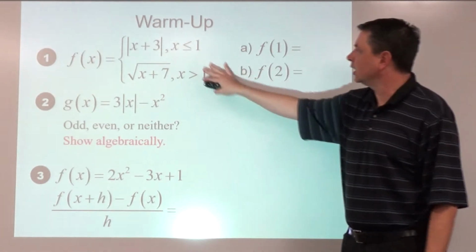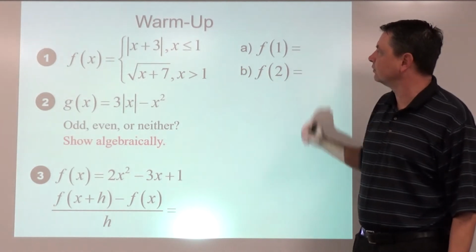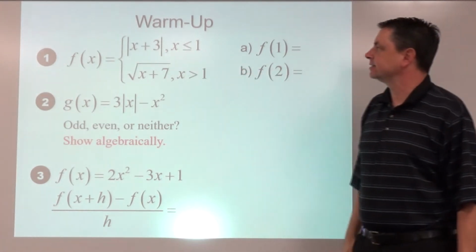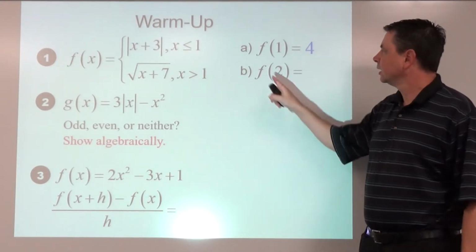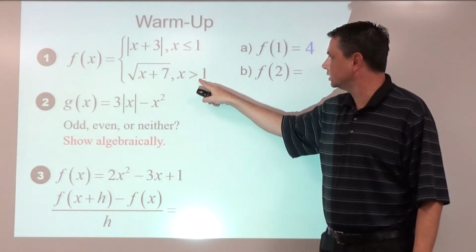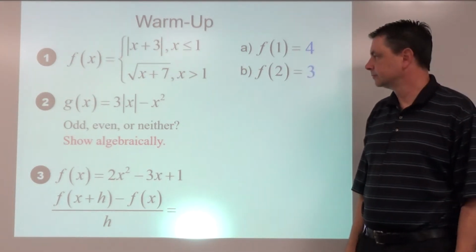Alright, so number 1, we've got 2 parts here. Evaluate f of 1, f of 2, f of 1. Since it fits this condition, absolute value of 4 is 4. F of 2 fits this condition. Square root of 9 is 3.